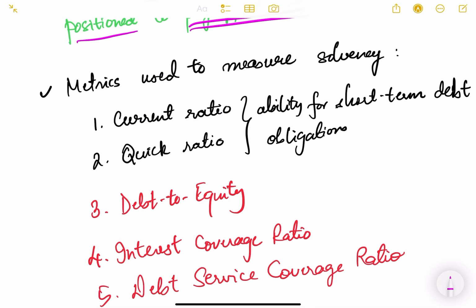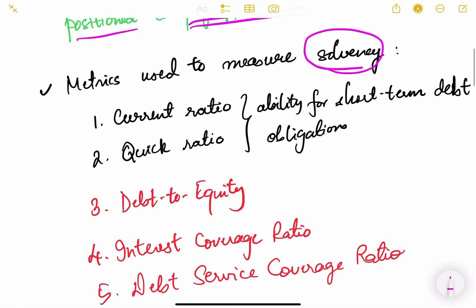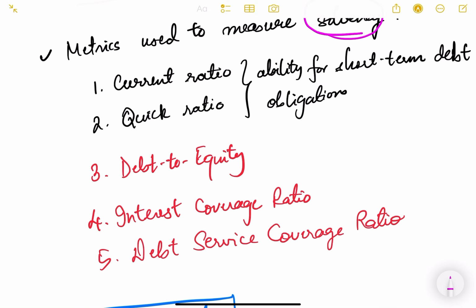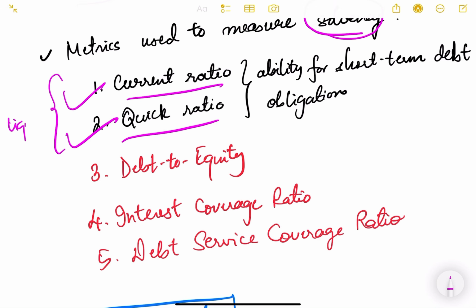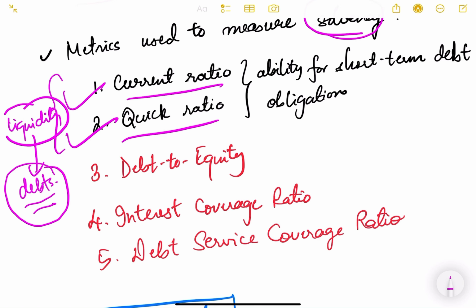Now metrics used to measure solvency, we are going to see about the 5 metrics for solvency. So current ratio and quick ratio, we have already seen this. These are the metrics used to look at a company's liquidity also, right? So basically liquidity will be used to pay the debts, right? So that's why liquidity in a way is connected with paying off the debts or solvency also.